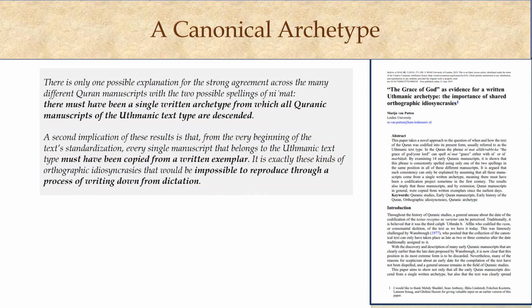He says there is only one possible explanation for the strong agreement across the many different Qur'an manuscripts with the two possible spellings of Nimat. There must have been a single written archetype from which all Qur'anic manuscripts of the Uthmanic text type are descended. A second implication of these results is that from the very beginning of the text standardization, every single manuscript that belongs to the Uthmanic text type must have been copied from a written exemplar. It is exactly these kinds of orthographic idiosyncrasies that would be impossible to reproduce through a process of writing down from dictation.